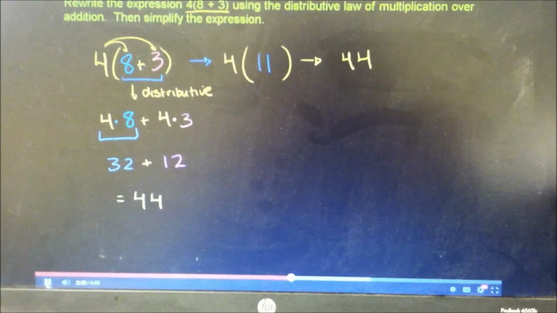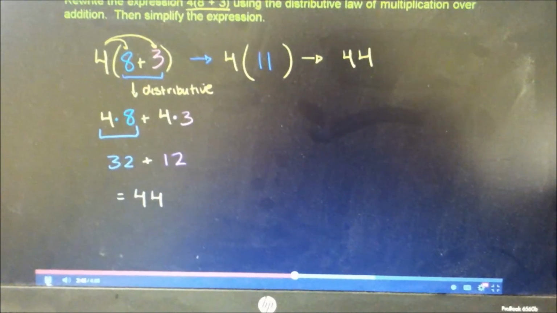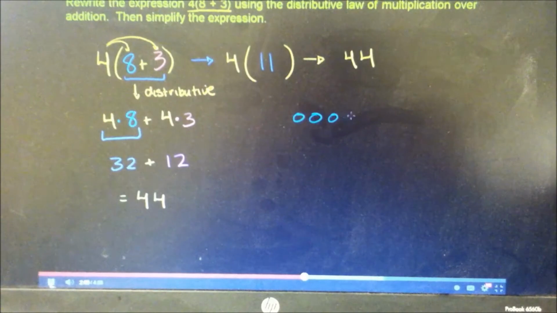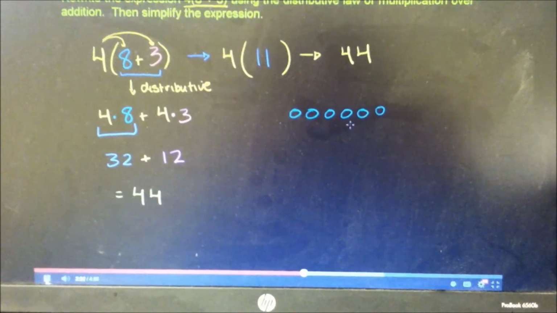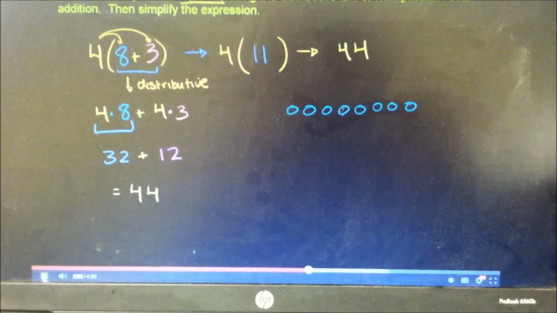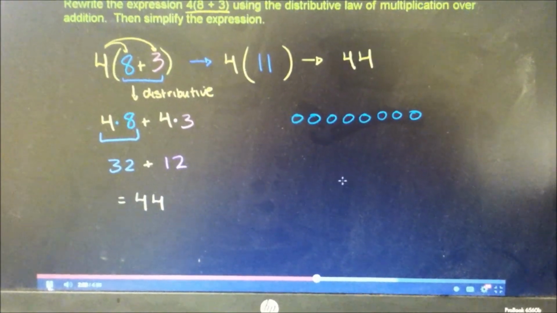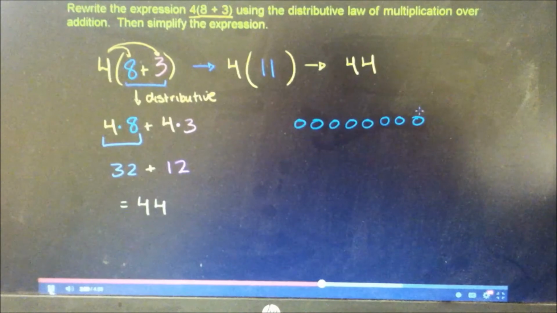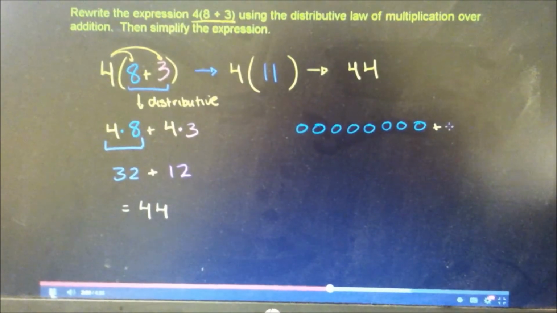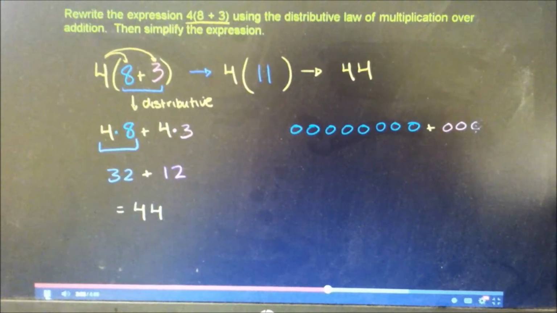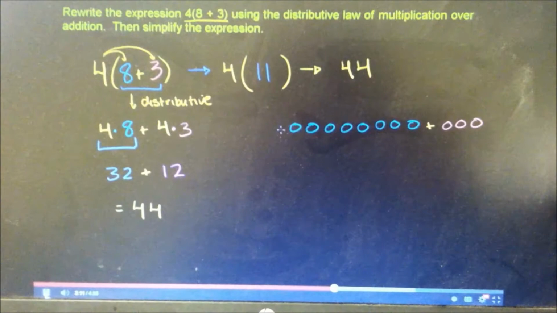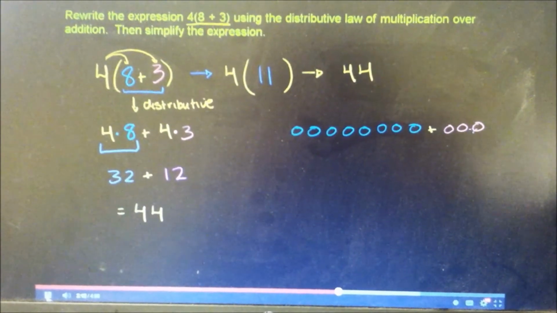Let's visualize just what 8 plus 3 is. So let me draw 8 of something. 1, 2, 3, 4, 5, 6, 7, 8. And then we're going to add to that 3 of something, maybe the same thing. 1, 2, 3. So you can imagine this is what we have inside of the parentheses. We have 8 circles plus 3 circles.